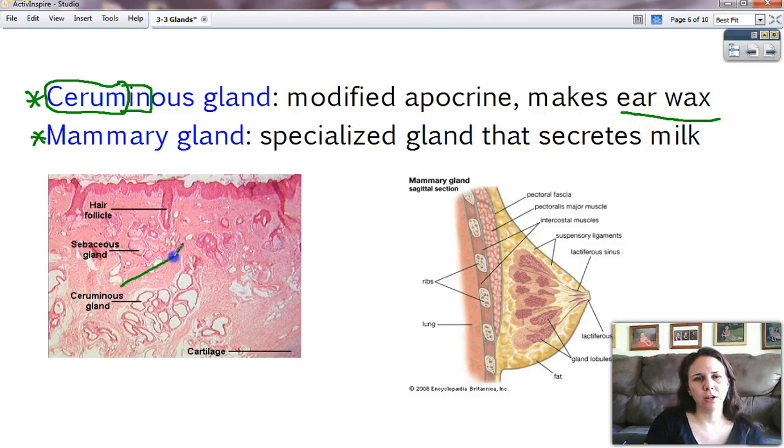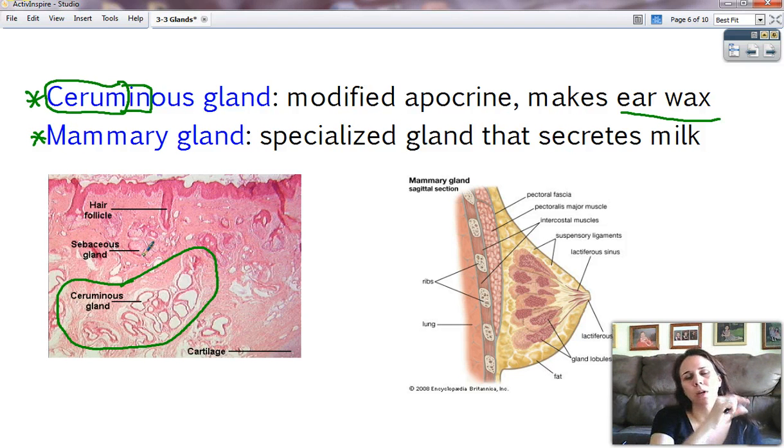So here's a picture over here of an earwax gland. Looks very similar to the apocrine gland that we saw in the previous one because it is an apocrine gland, and it is attached to a follicle, so the wax will come out where, you know, you have ear hairs in there.